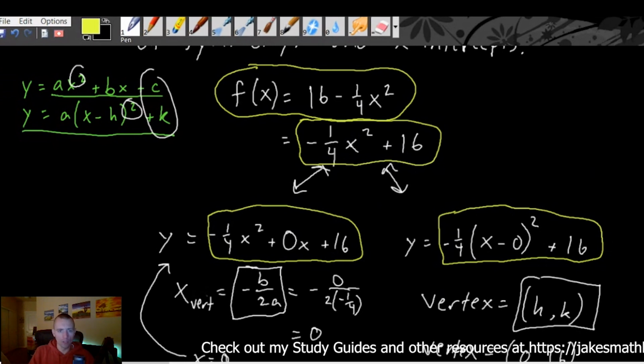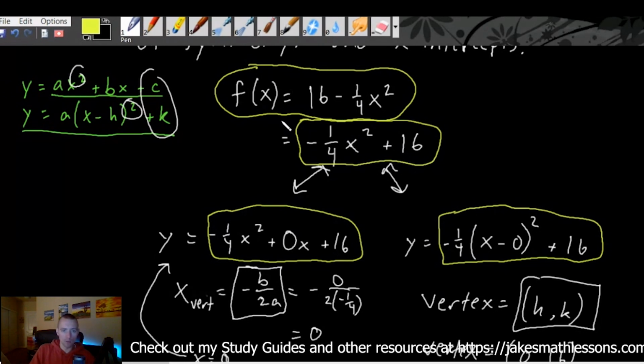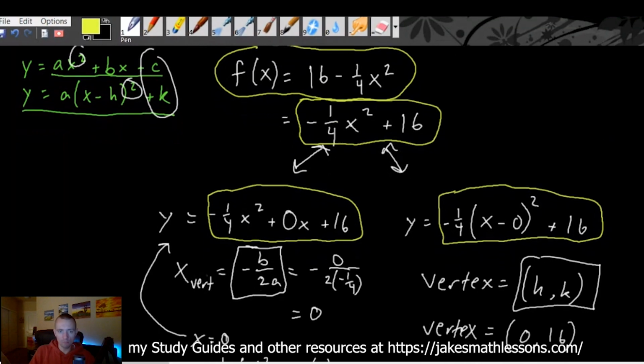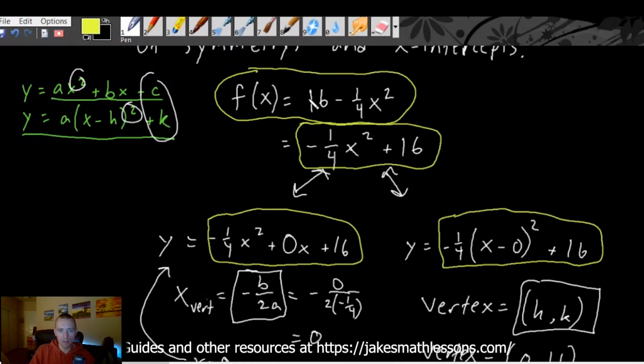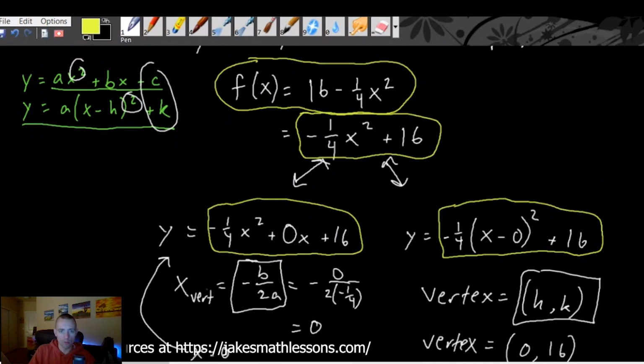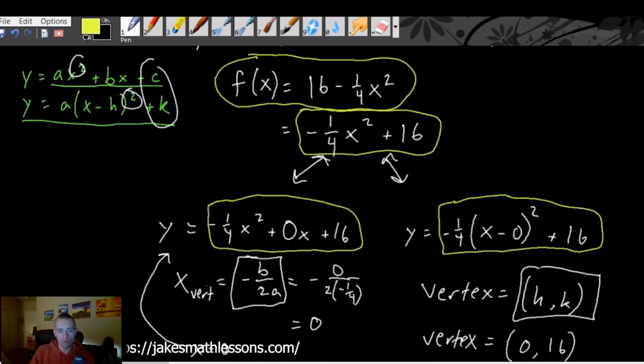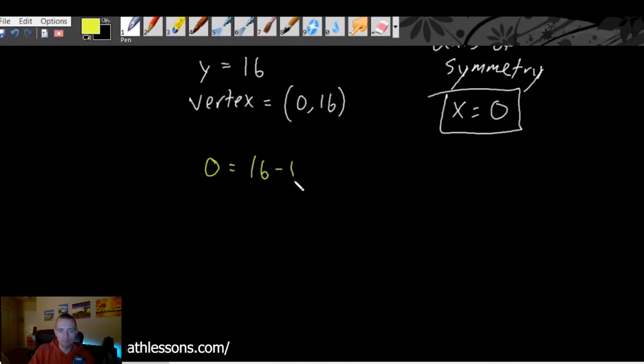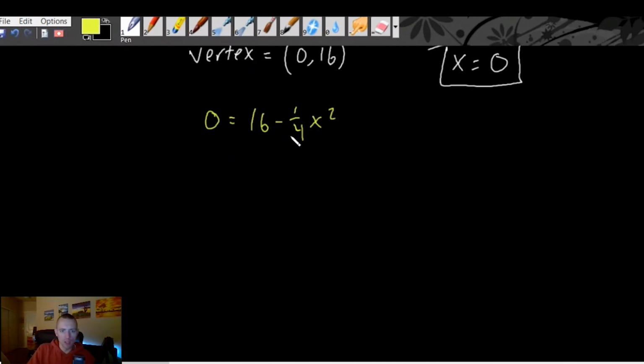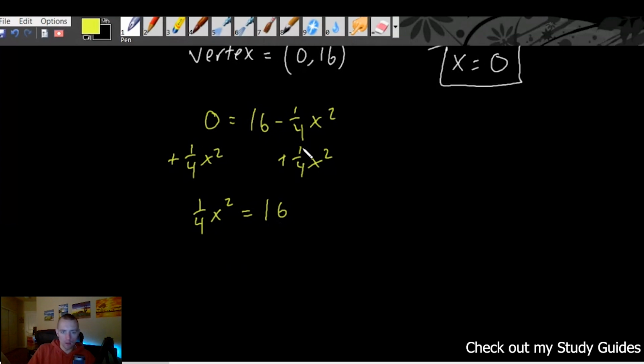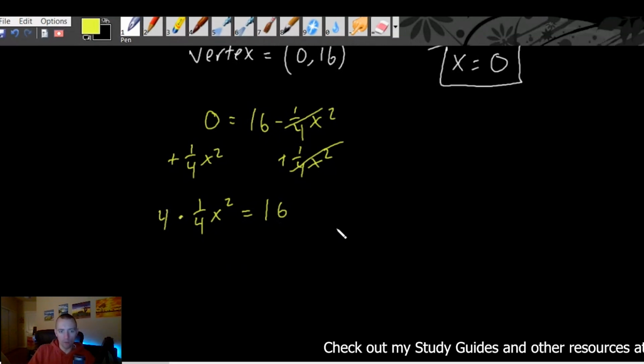So really any of them we want to use, I'll go ahead and just go back to the very beginning one, the one that was given, and we just set this whole equation equal to 0. So we'll just have 0 equals 16 minus 1/4 x squared. And then from there, you basically just have to solve for x. So we'll add 1/4 x squared to both sides. Okay, because that'll cancel with that. Then we will times both sides by 4.